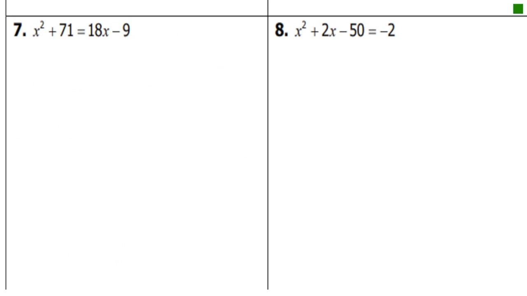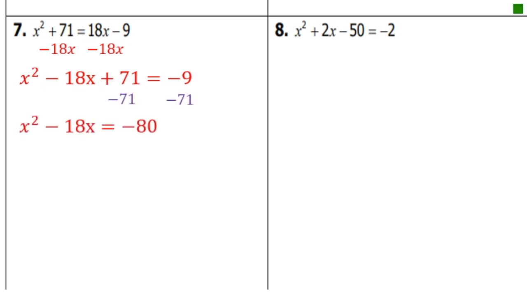Here's an example of when you do not have the terms on the correct side. As you notice here, we have x squared plus 71 equals 18x minus 9. To solve by completing the square, we must have the x squared and the 18x on one side, and then the 71 and the negative 9 on the right side. So we've got to do a little bit of inverse operation. Okay, we're going to subtract 18x from both sides. So there we have x squared minus 18x, and now we need to subtract 71 from both sides, and I have x squared minus 18x equals negative 80.